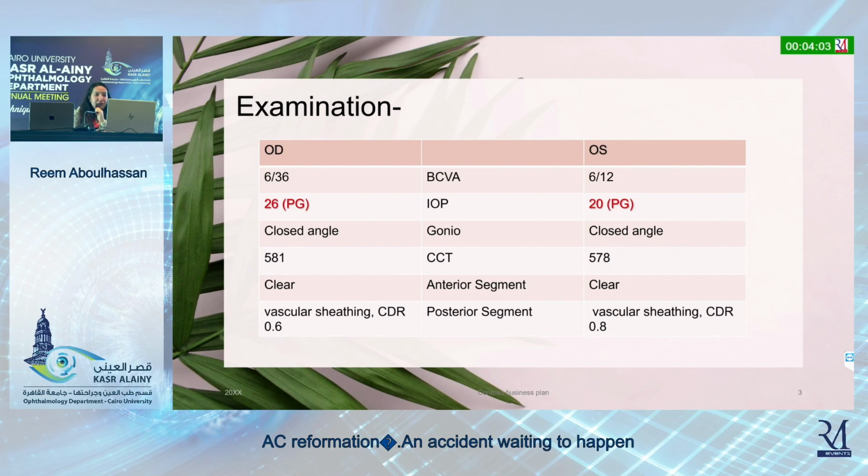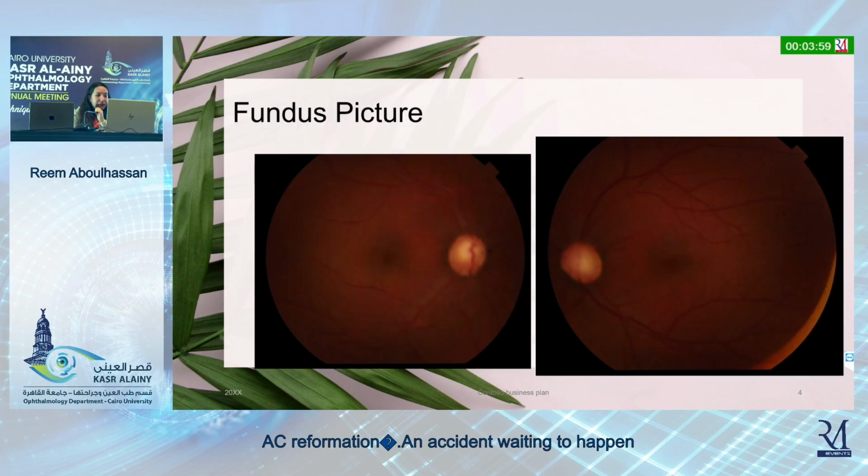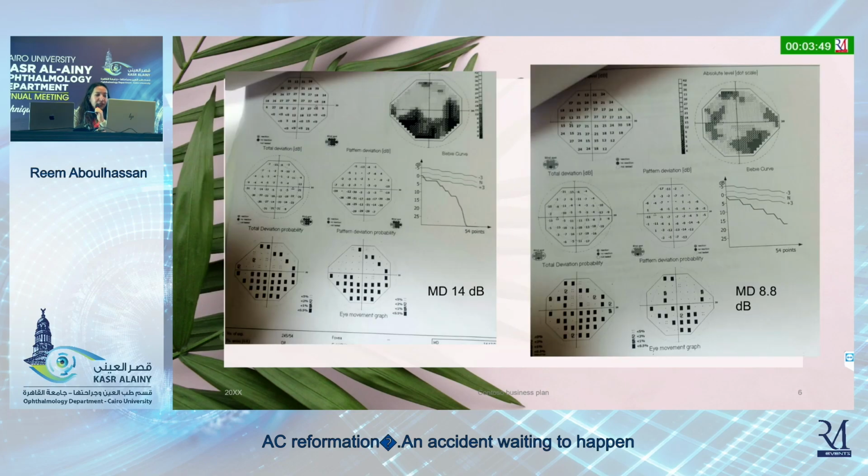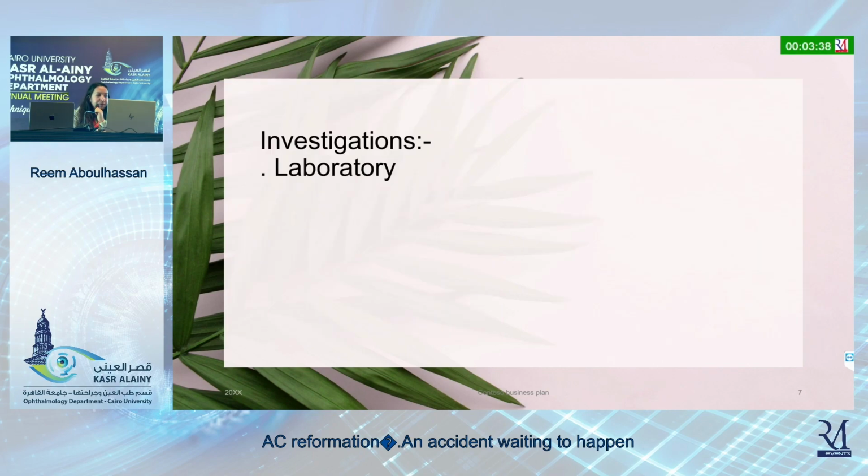Her posterior segment revealed bilateral vascular sheathing with a cupping in both eyes. This is a fundus photo revealing the sheathing, which is more prominent in the right eye. Her fluorescein angiography revealed no active leakage. However, there was an optociliary shunt at the disc in her right eye. Her visual field revealed bilateral visual field changes in the form of a lower altitudinal defect in the right eye and a lower arcuate scotoma in the left eye.